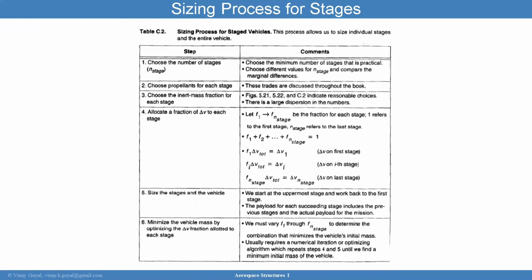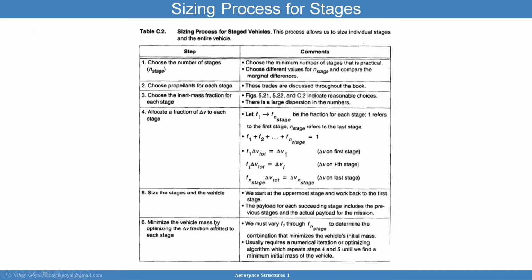Then you will size the stages in the vehicle. You will start with the uppermost stage and work backwards to the first stage. The payload for each succeeding stage includes the previous stages and the actual payload of the mission. So when you're looking at stage one, the payload for stage one is really stage two. Say it's a two-stage system, then stage one will have the payload as stage two plus the payload. Stage two will only have the payload. So that's how you look at that when you're sizing the vehicle.